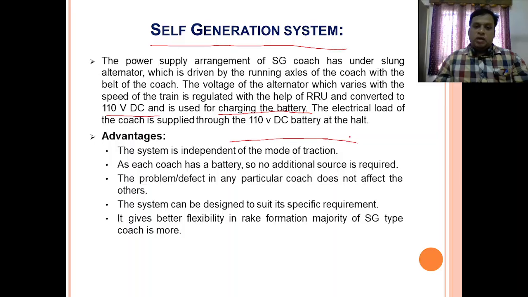So this is the thing we are discussing now, and the advantage of this self-generating system is that the system is independent of the mode of traction. Why? Because there is no pantograph here to collect the supply from the overhead lines, and it is a coach. Every coach has a battery, and no additional source is required here, and therefore a defect in any particular coach does not affect the other coaches, and the system can be designed to suit the specific requirements, and therefore it gives better flexibility in rake formation. Majority of SD type coaches is more. So these are the advantages of this system.